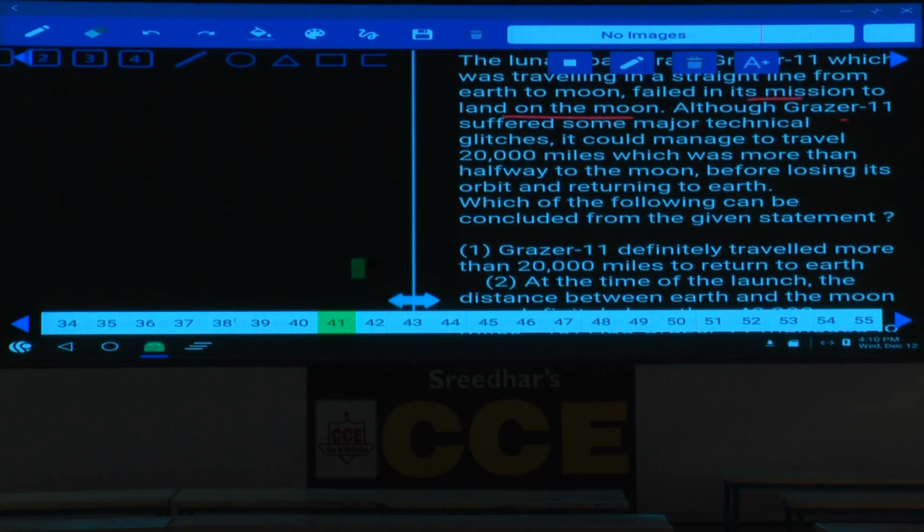Then although Voyager 11 suffered some major technical glitches, it could manage to travel 20,000 miles from Earth's surface, which was more than half the way to the Moon. Hence the distance between Earth and Moon will be lesser than 40,000. Whether we can definitely say about this one or not, because it has covered 20,000, that is more than half of this one. Hence the distance between these two is lesser than 40,000. And before losing its orbit and returning to the Earth, it was again back to the Earth.